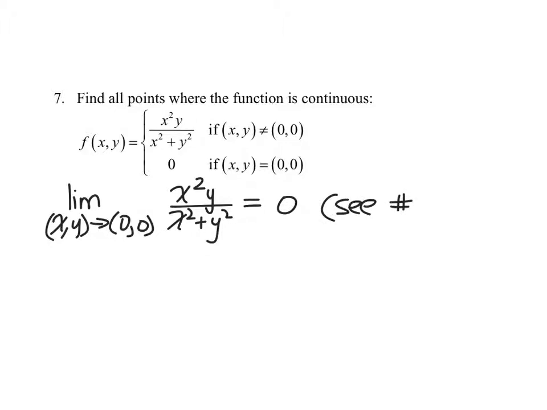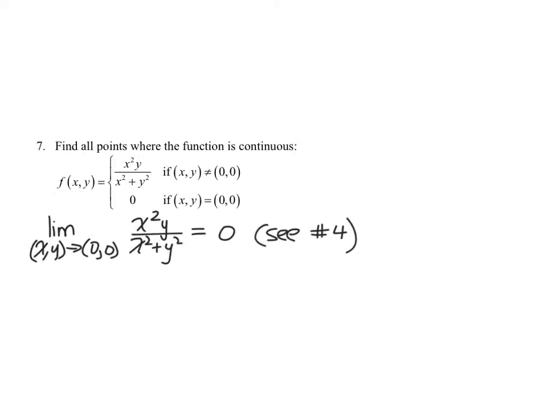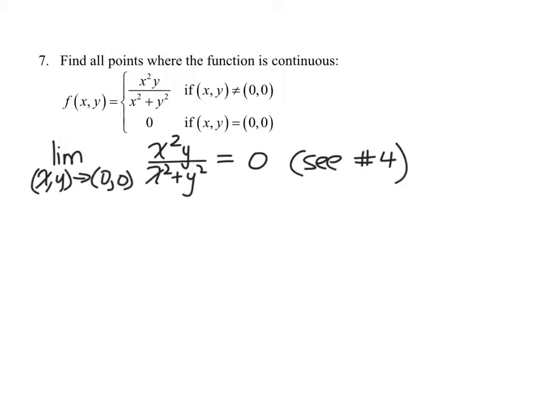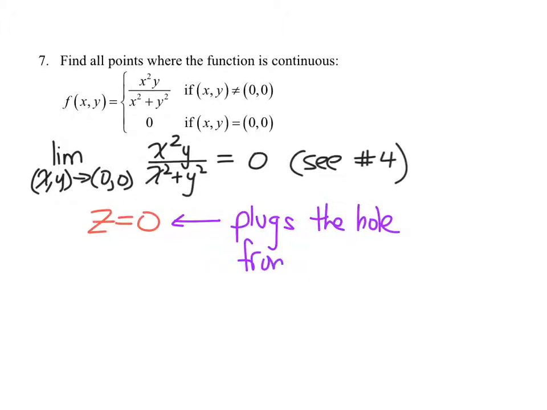See number 5. No, it's 4. See number 4. Limit equals 0. Yeah. All right, I went the wrong way with that. So we also know that we have a z equal to 0. All right. So this one plugs the hole from the first piece.